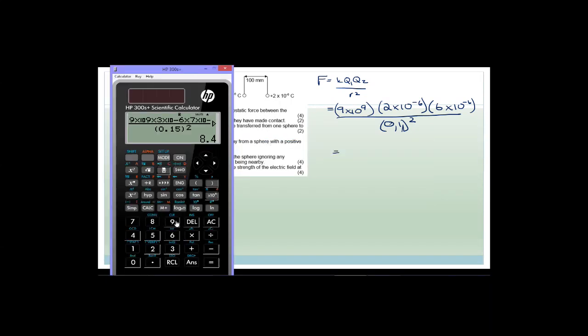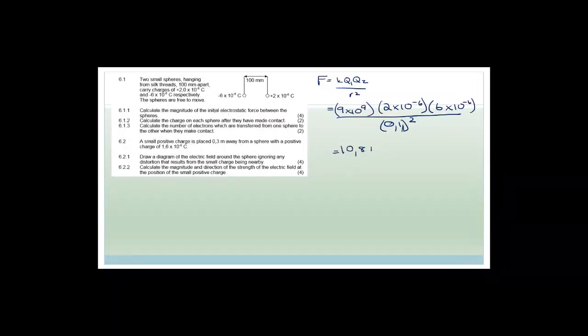So let's put that in our calculator. We're gonna go, no, wrong. We're gonna go fraction, 9 exponent 9 multiplied by 2 exponent negative 6 multiplied by 6 exponent negative 6 all over bracket 0.1 bracket squared equals 54/5, which is 10.8 newtons. So it's 10.8 newtons towards each other.